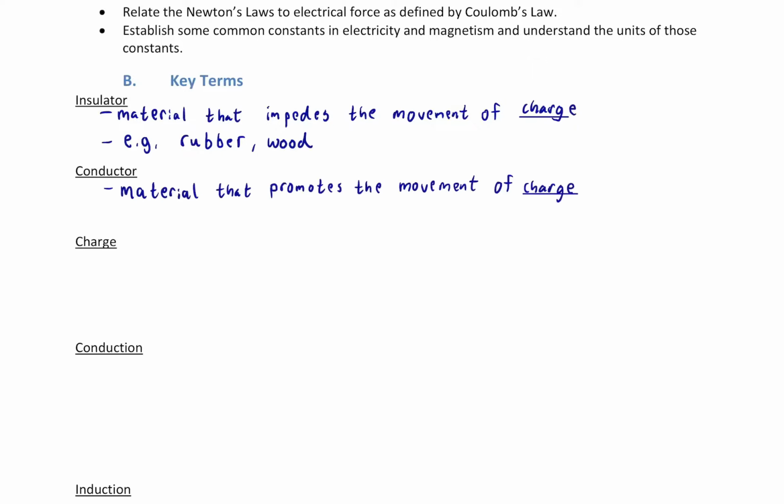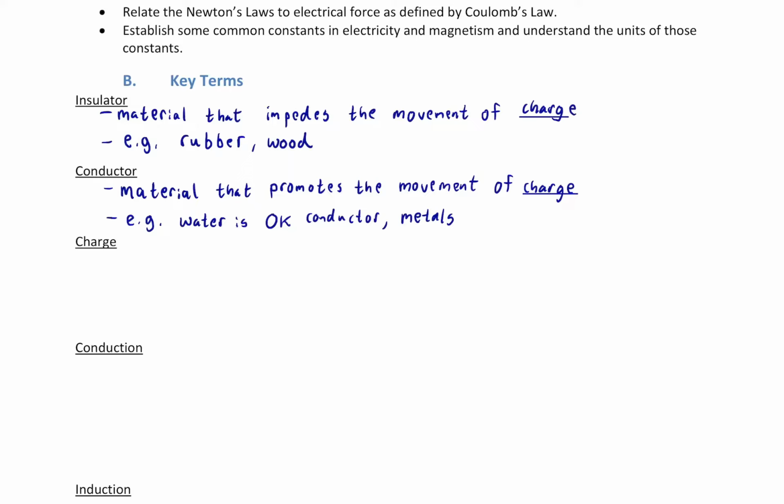A conductor, on the other hand, is a material that promotes the movement of charge. I bet you can guess what the examples are going to be. Water is pretty good, but the best by far are metals. So metal wires, any piece of metal is a good conductor. Now it turns out that if you're a good conductor of charge, you are also a good conductor of heat. Those things go hand in hand.